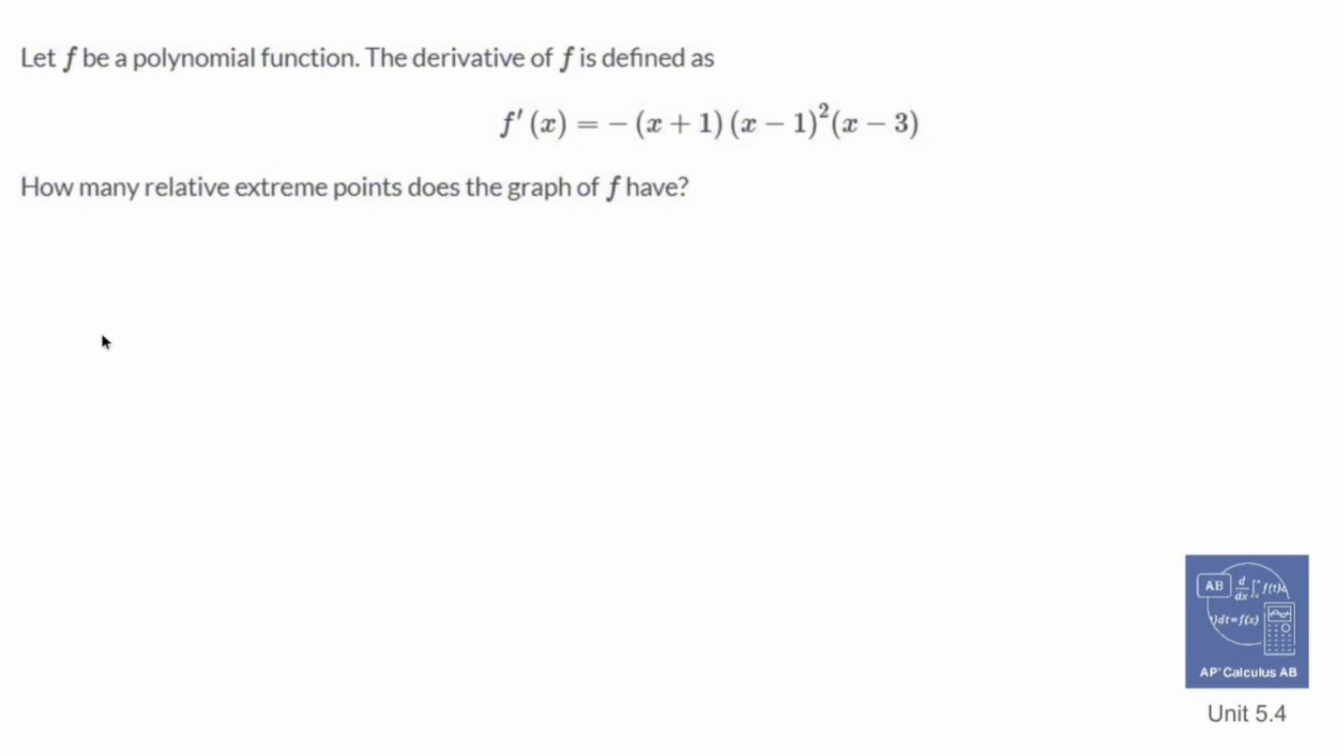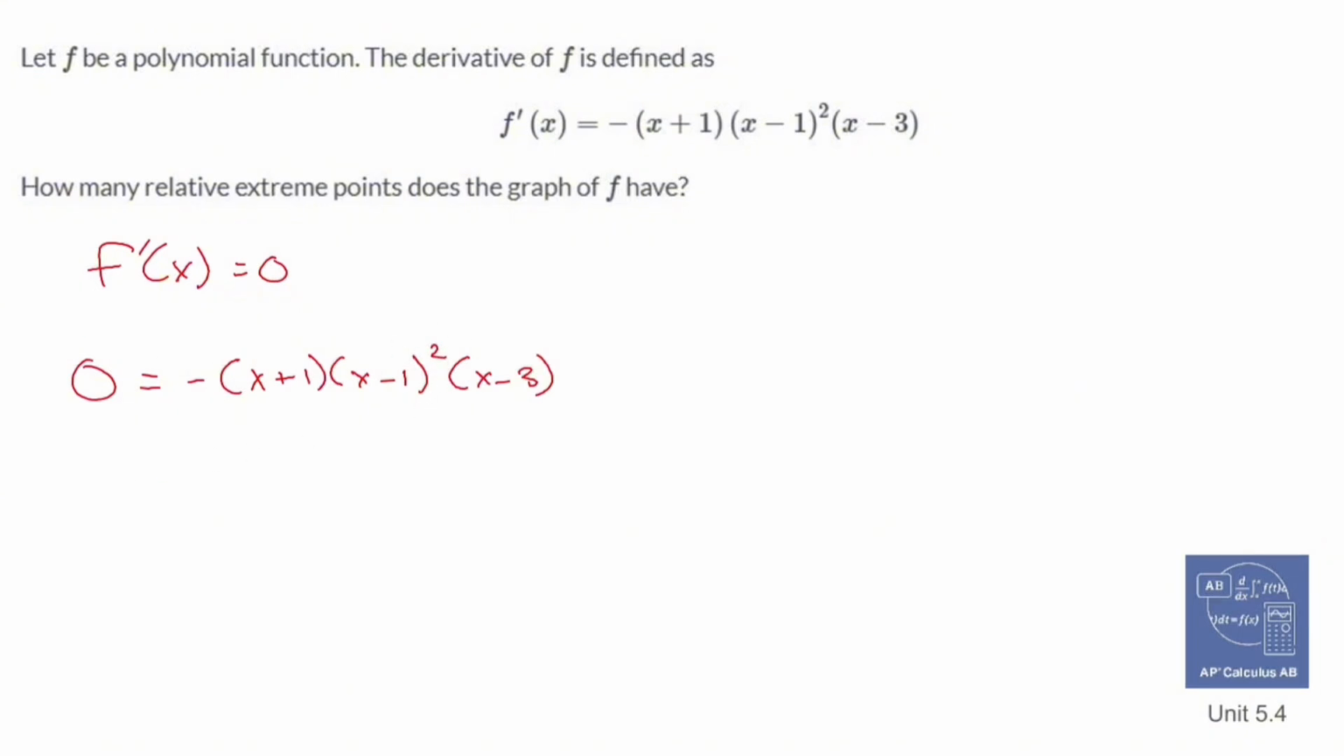Ooh, tricky. Well, this is what I know. If I want to find the critical points, you set the derivative equal to 0. Oh, happy day. It's already the derivative, so I don't have to do much. That negative does nothing for me. x plus 1, x minus 1 with a multiplicity of 2, which means something fun's going to happen, and x minus 3.